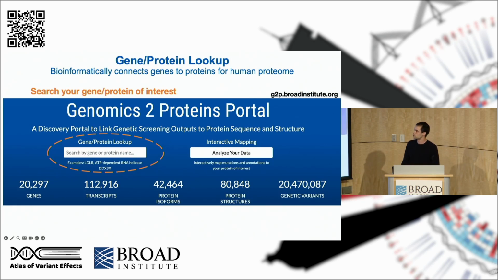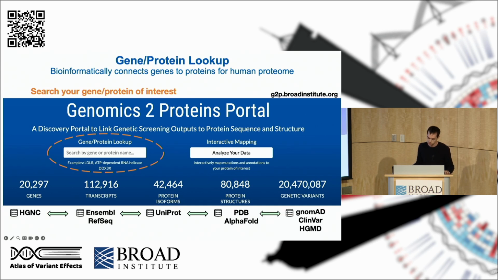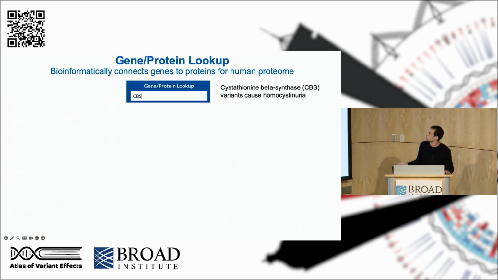So the portal has 2 core modules. The first of those is this gene protein lookup module. You could search through any of the over 20,000 genes in the human proteome. And the portal will internally map between the gene, the sequence, the transcript, protein isoform, and protein structure. So you can map your variants directly to protein structure. Let's look at an example here.